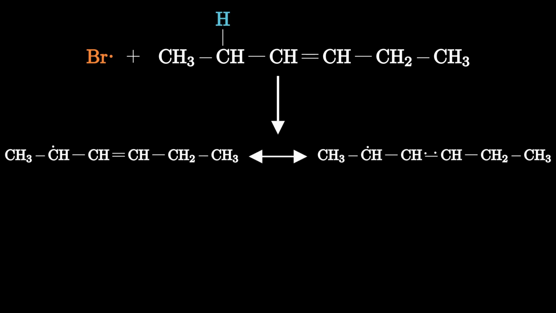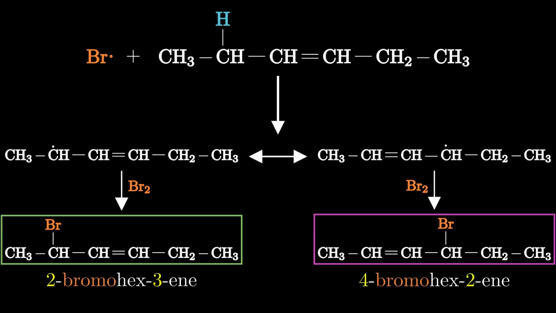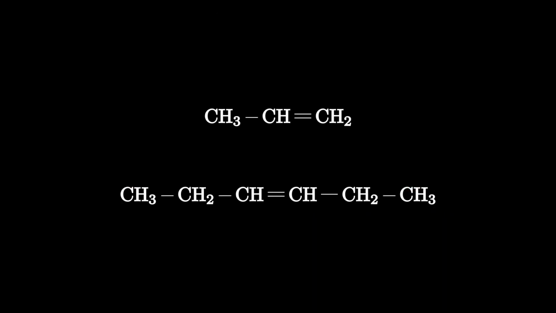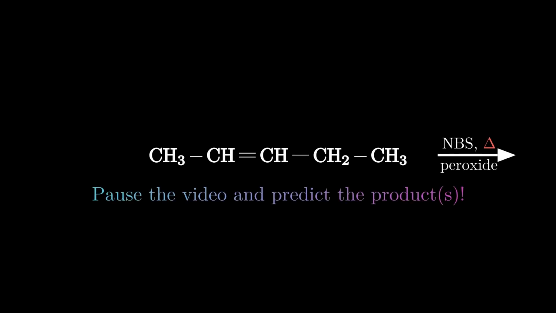When we look at the resonance contributors, they look quite different. We can confirm if they actually are different by reacting each with bromine. They look like 2 different products, and indeed we find out this is the case as we get 2 different names. In both propene and hex-3-ene, only one initial allylic radical can form, but that's not the case for pent-2-ene. Pause the video and try to determine the major product or products in this reaction.